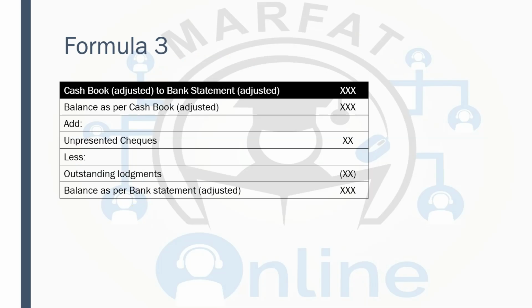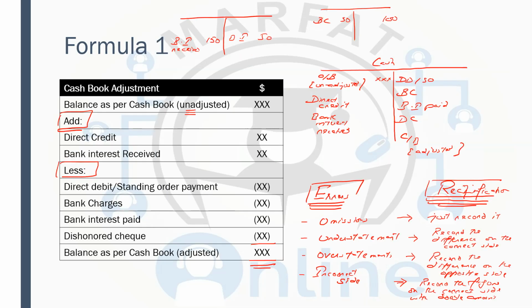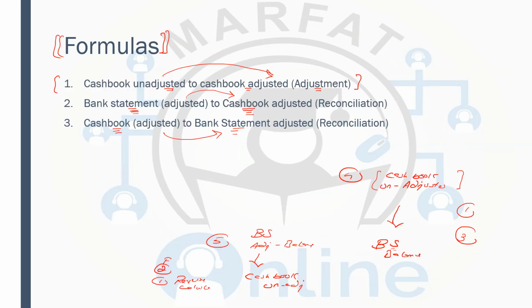And then the opposite thing, formula number 3, going from the cash book to the bank statement. The cash book already includes the unpresented checks because you have already deducted it. So add it back. The outstanding lodgements are being added in the cash book, so deduct it and then you will reach the bank statement balance.